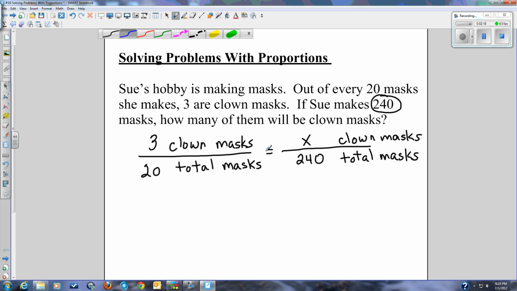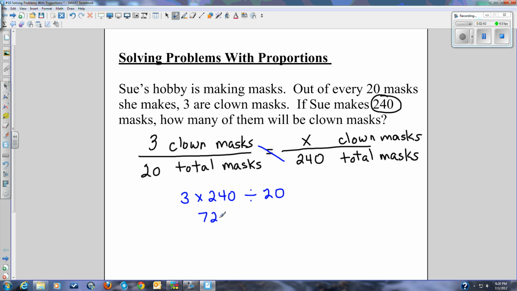Now we're going to solve this just like we do any other proportion. We're going to connect the numbers that we know on the diagonal. So we're going to say 3 times 240, and then we're going to divide by the third number, which is 20. So 3 times 240 gives us 720, divided by 20 gives us 36. So we end up with 36 clown masks.